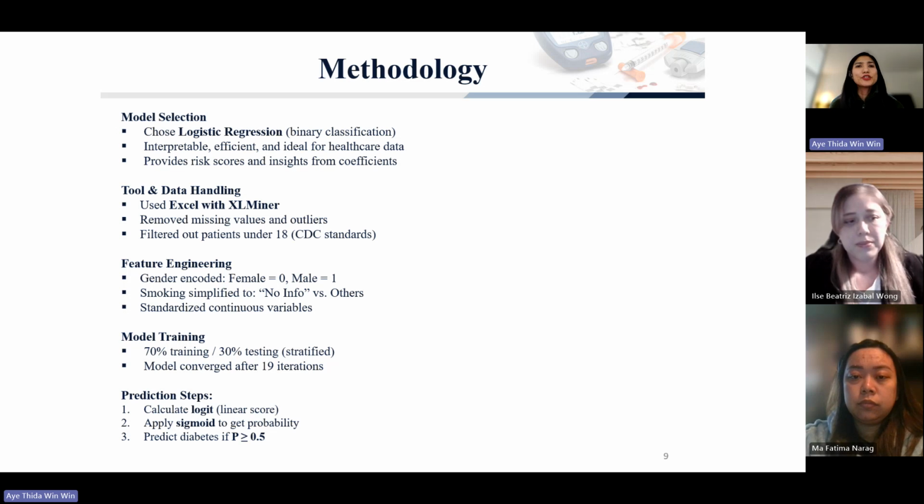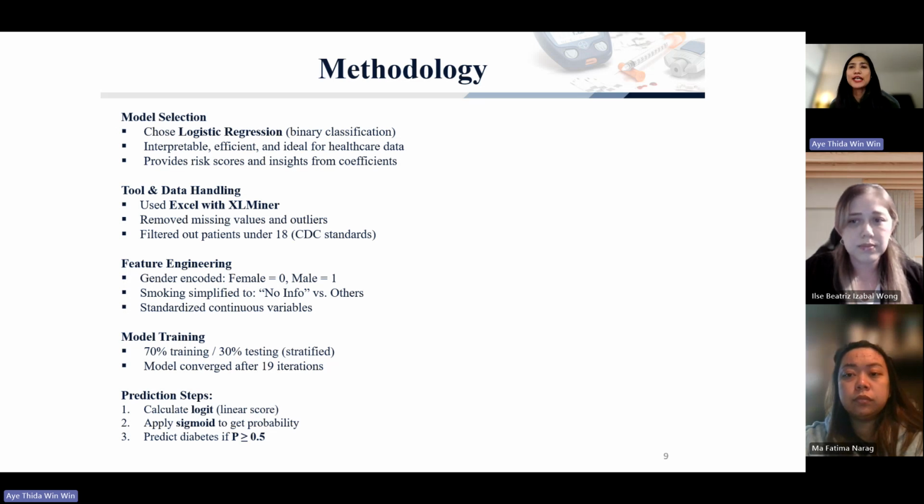Okay, I will talk about the methodology part. We selected logistic regression for our model because it's ideal for binary classification, especially in healthcare. It's easy to interpret and gives a probability score. We use pandas and NumPy to clean and analyze the data. We remove missing values, filter out patients under 18, and simplify some variables, as mentioned in the previous slides.